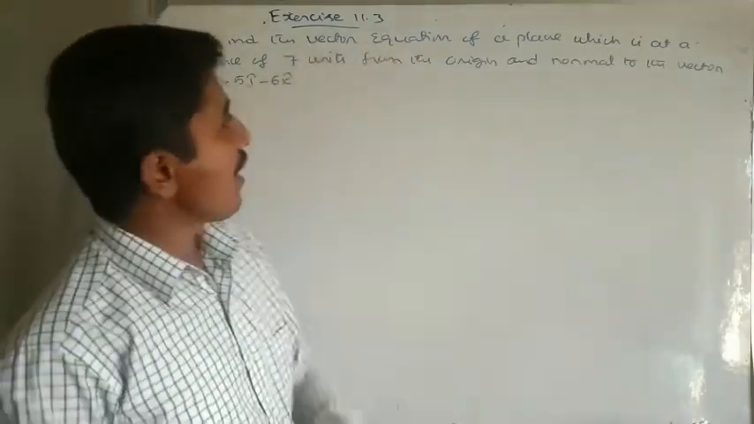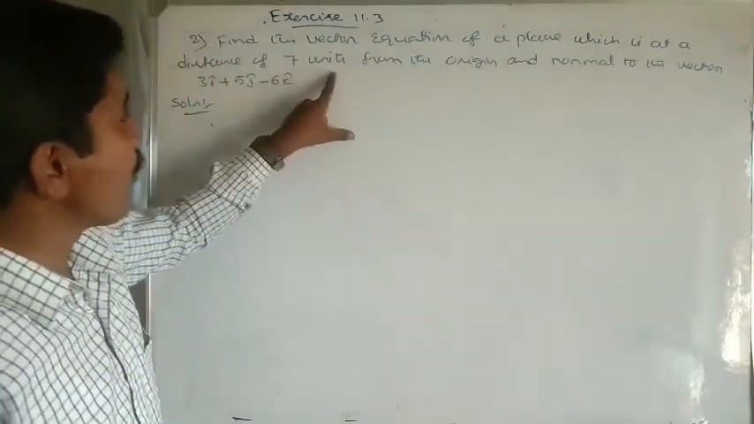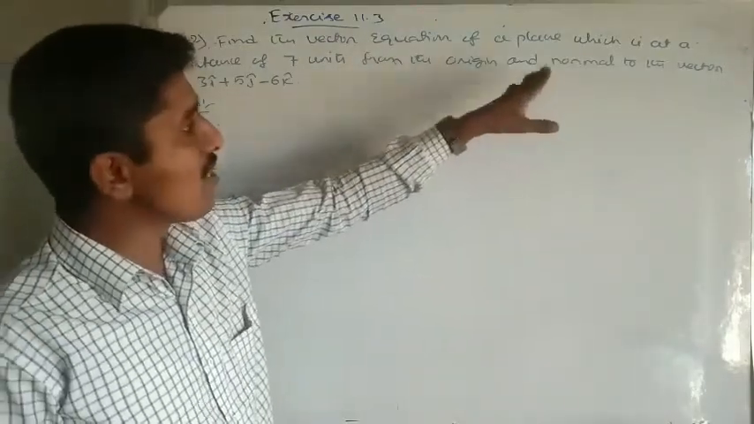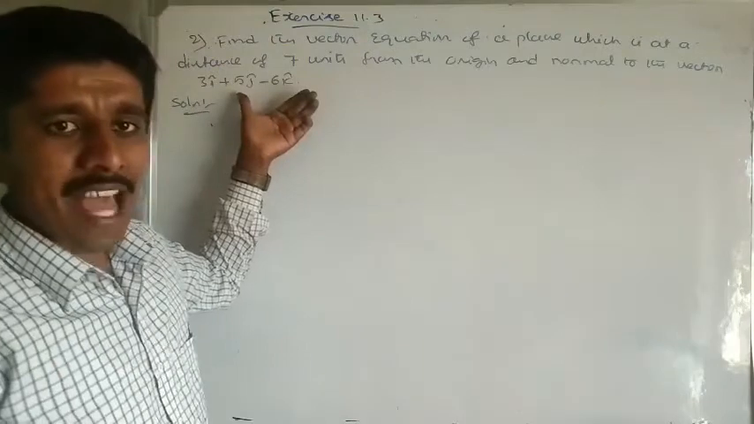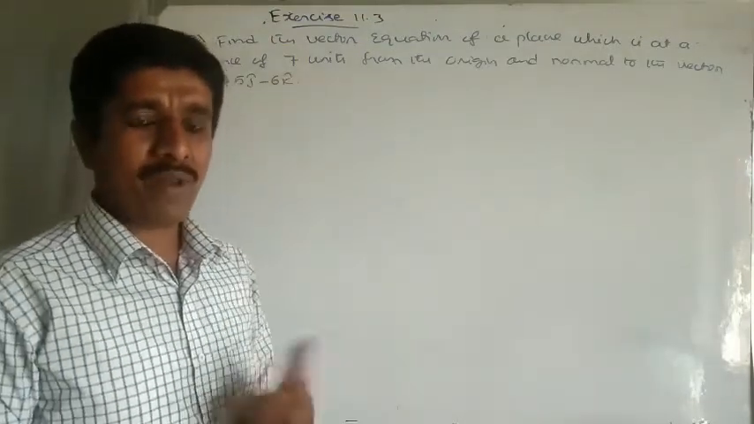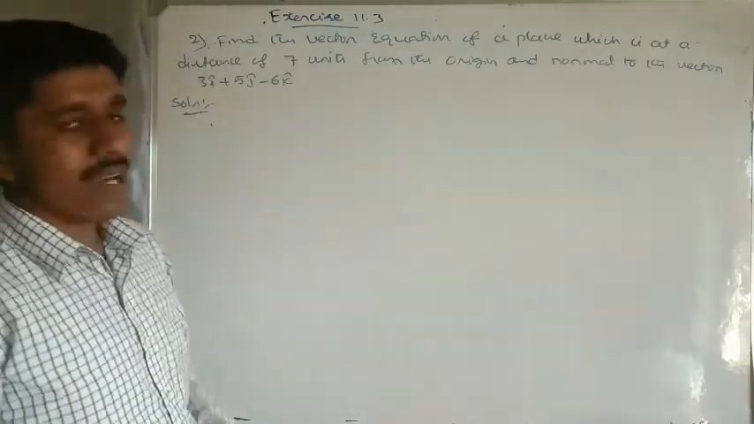Find the vector equation of a plane which is at a distance of 7 units from the origin and normal to the vector 3i plus 5j minus 6k. Normal to the vector, not unit normal vector. Unit vector is different, normal vector is different. Mind it. We have to find the vector equation of a plane.